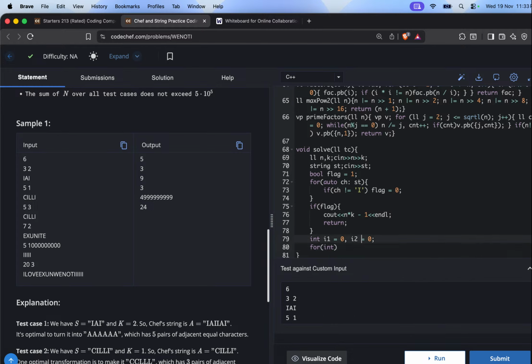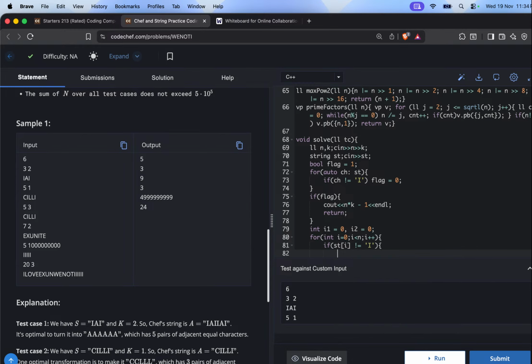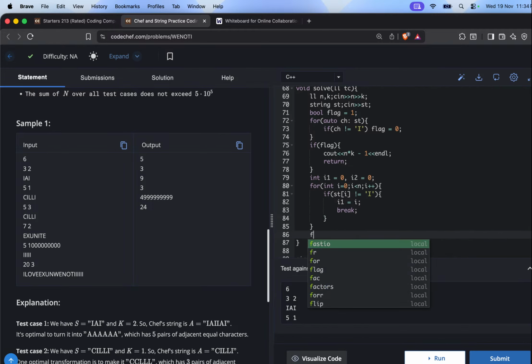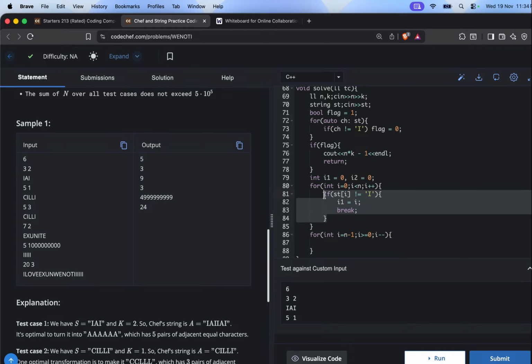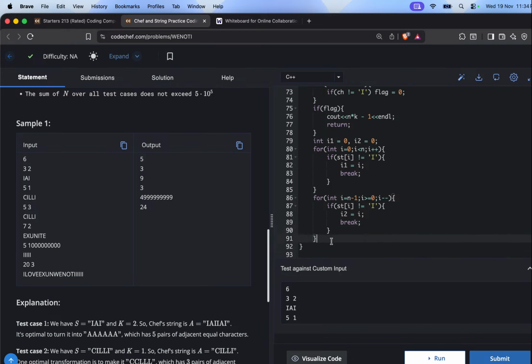Okay, so find the first and last matching indices, non-matching indices. If we did not find I, this is I1. Now iterate from backward. This is just the same condition, but with I2. So we have got the first and last non-matching characters.